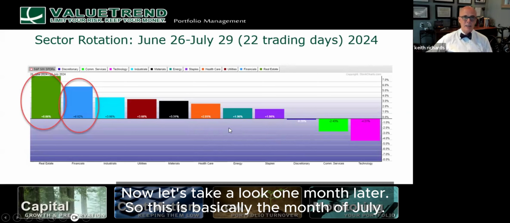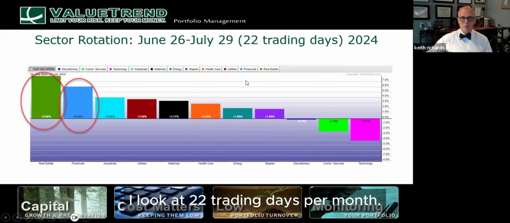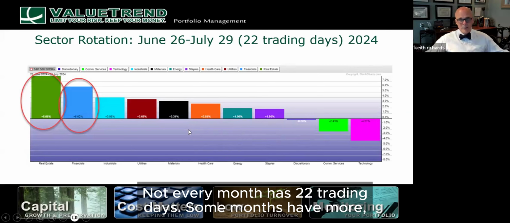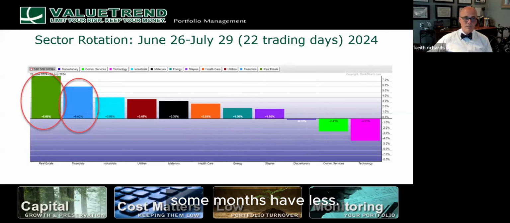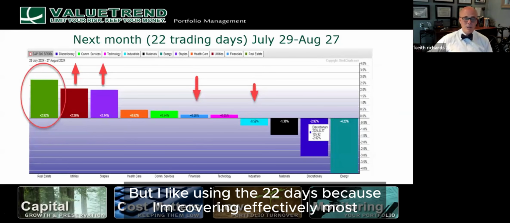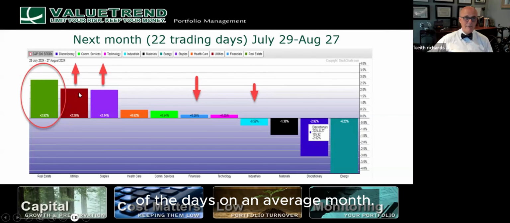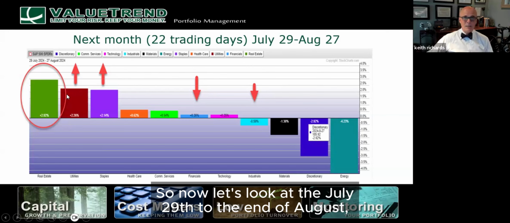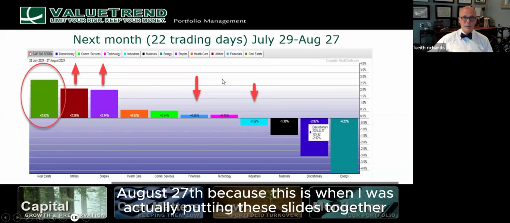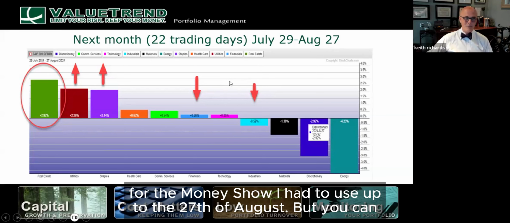Now let's take a look one month later. So this is basically the month of July. I look at 22 trading days per month. Not every month has 22 trading days. Some months have more, some months have less, but I like using the 22 days because I'm covering effectively most of the days on an average month. So now let's look at July 29th to the end of August, August 27th, because this is when I was actually putting these slides together for the Money Show. I had to use up to the 27th of August.